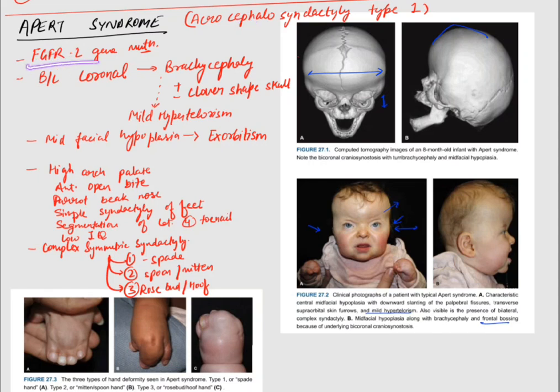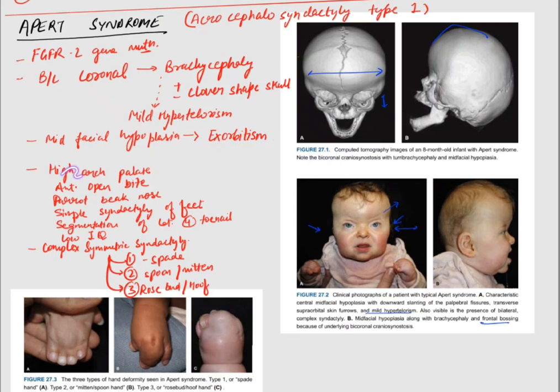Here there is an FGFR2 gene mutation, and there is bilateral coronal craniosynostosis. Therefore, if there is bilateral coronal suture involvement, there will be brachycephaly. The breadth of the skull will be increased, and it can also be associated with a clover-shaped skull. Because of the brachycephaly, there will be mild hypertelorism. There will be midfacial hypoplasia, and because of the hypoplasia there will be exorbitism. Orbital contents will be coming out of the orbits.